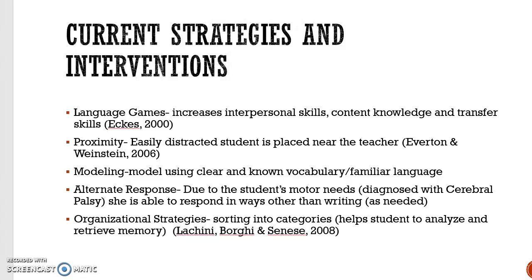The last strategy that I use with her is organizational strategies. This would include things like sorting. When they sort into categories, it really does help them to retrieve memories, and it helps them with being able to kind of organize themselves and their thoughts.